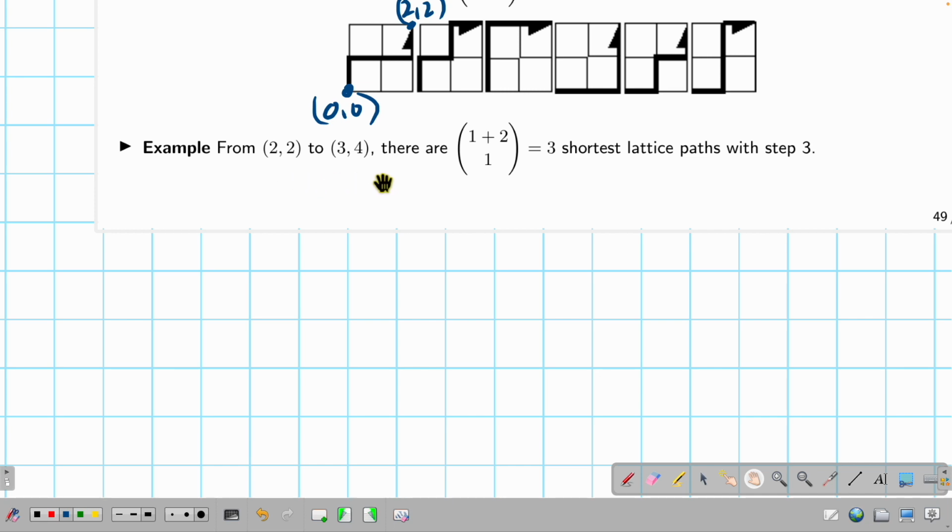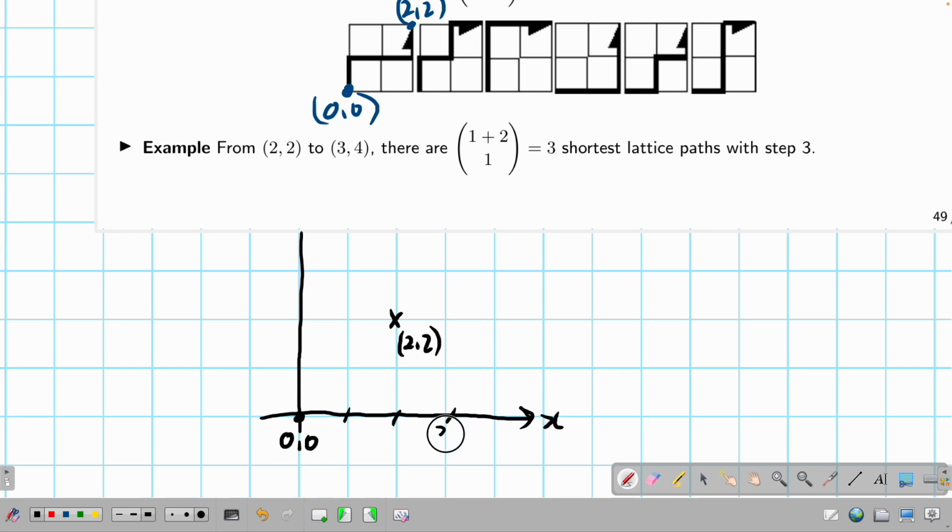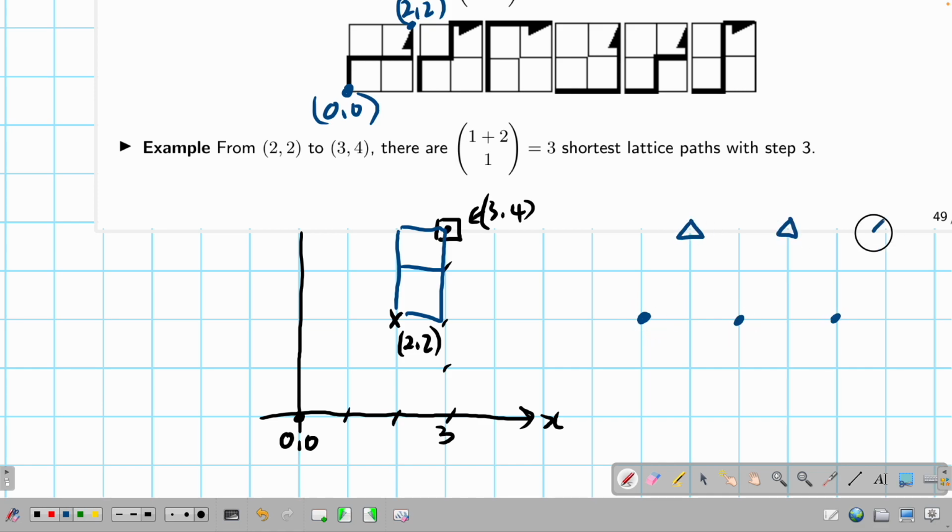From 2,2 to 3,4, let me draw. Let's say this is 0,0. So 2,2 will be here. Let me draw a coordinate here. For 3,4, x is 3 and y is 4, so this one is 3,4. So it's asking how many ways you can travel within this grid from here to here. This is the first way, this is the second way, this is the third way. There are 3 methods.